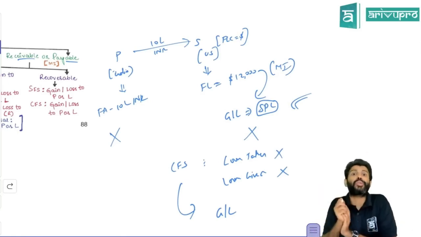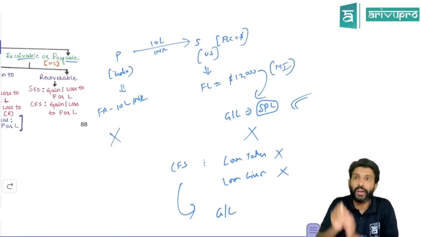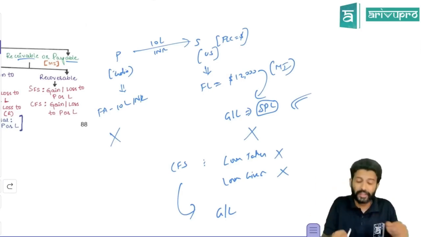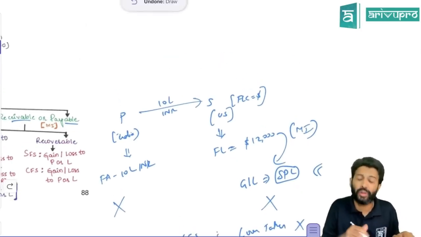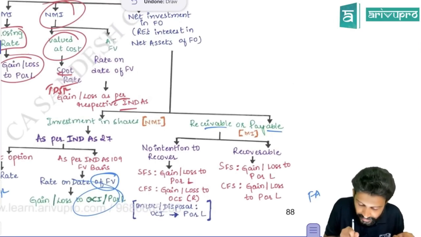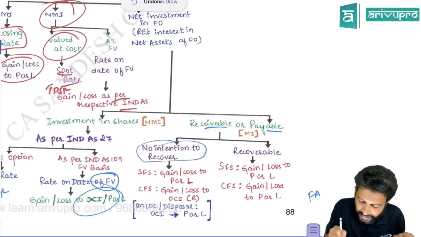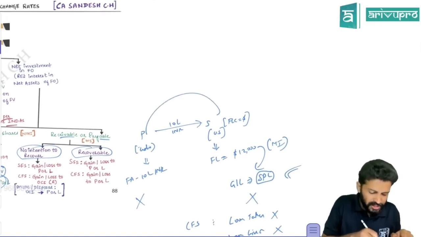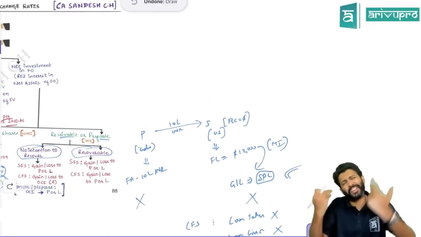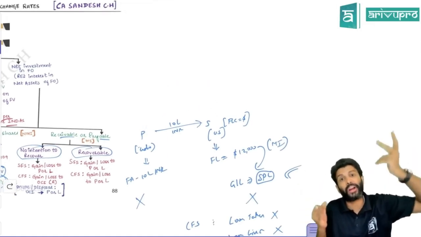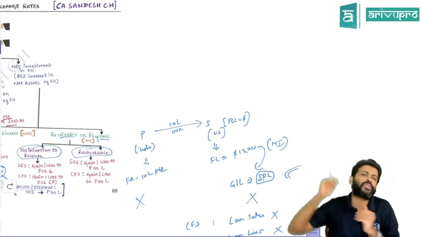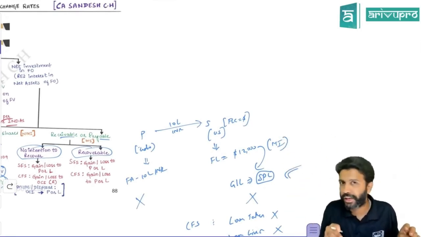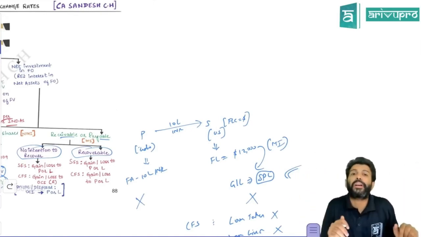So where should we show this gain or loss is the question. For that, first you need to check the intention to recover. Here the parent has given a loan to the subsidiary. First you need to check whether they have the intention to recover or no intention to recover. Sometimes what happens is the parent will give a loan and tell the subsidiary, it's okay, you keep it, we'll see it later, you don't have to pay. Because anyway, the parent controls the subsidiary company. So the parent may not expect any repayment from the subsidiary company. That means the parent has no intention to recover this.